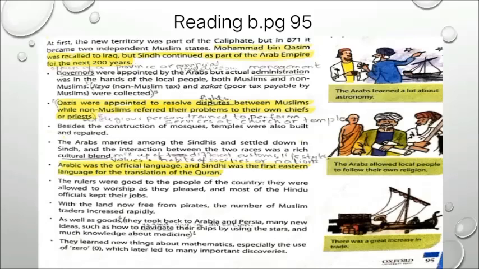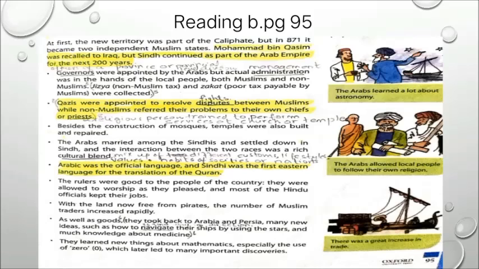As we have already discussed the cultural blend that occurred among Arabs and Sindhis, here they are telling us about one more thing, that Sindhis or local people transferred their knowledge of medicines or their knowledge of how to navigate their ships by using stars to Arabs and Persians also. Moreover, they also helped them in learning mathematics, in learning the use of zero that led to many other discoveries.